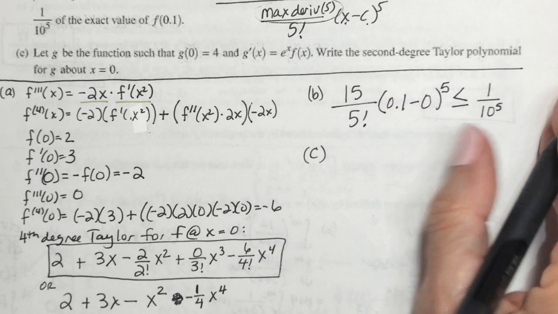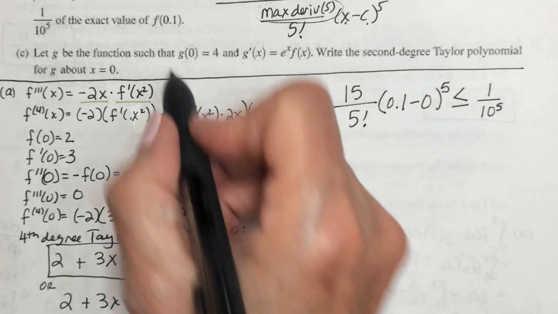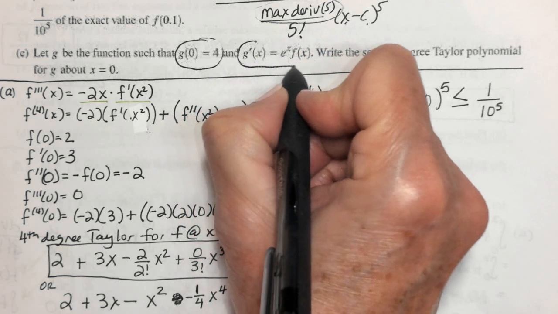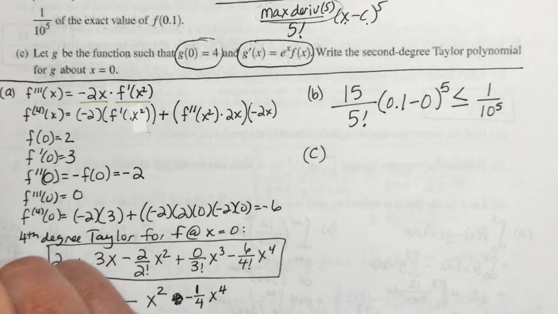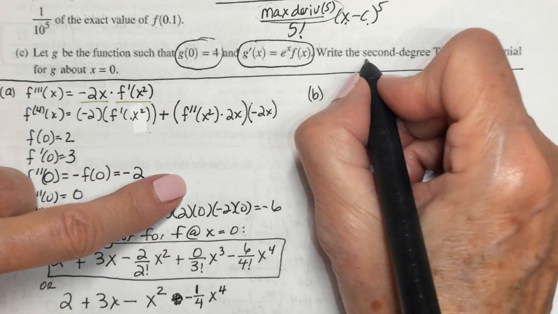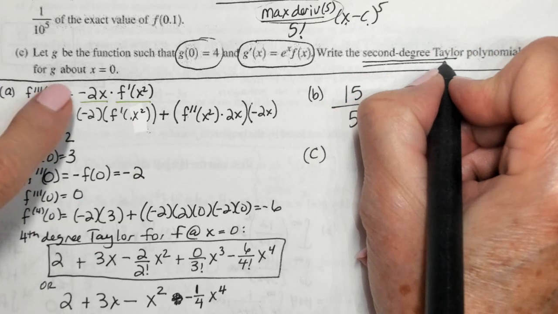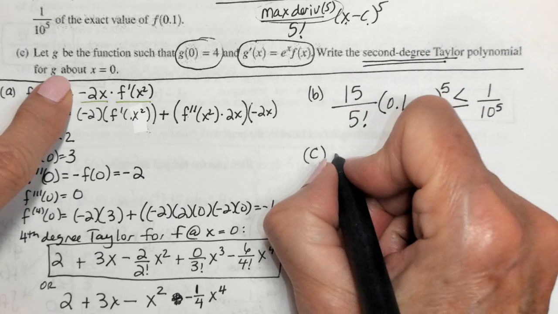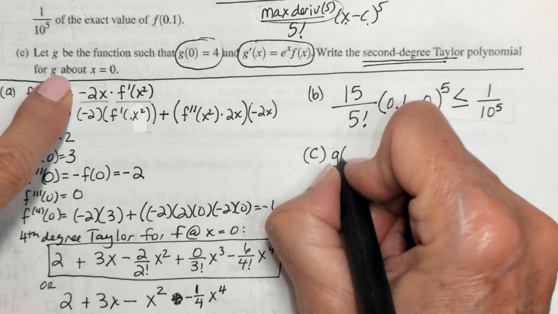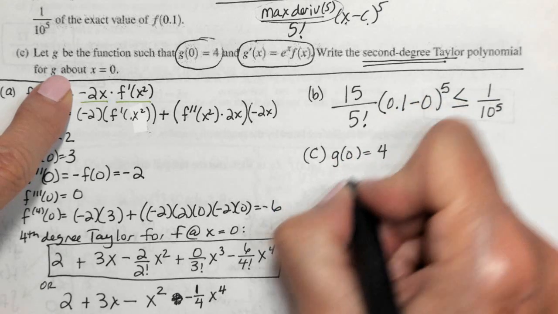All right, part C. Let g be the function such that g of 0 is 4, g prime of x is e to the x f of x. Write the second degree Taylor polynomial for g about x equals 0. Okay. All right. Well, if they want the second degree Taylor polynomial for g, I'm going to start by doing just a second degree Taylor polynomial for g. G of 0 they gave me is 4.